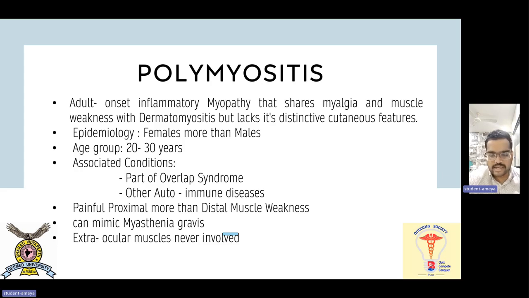If you remember myasthenia gravis, evening fatigue, ptosis, extraocular muscle involvement, right? Tiredness. But then how will you differentiate polymyositis from myasthenia gravis? Because the muscle involvement is the same, proximal muscle weakness. The way to differentiate is that in myasthenia gravis, extraocular muscles are always involved, whereas in polymyositis, extraocular muscles are never involved. Very important.